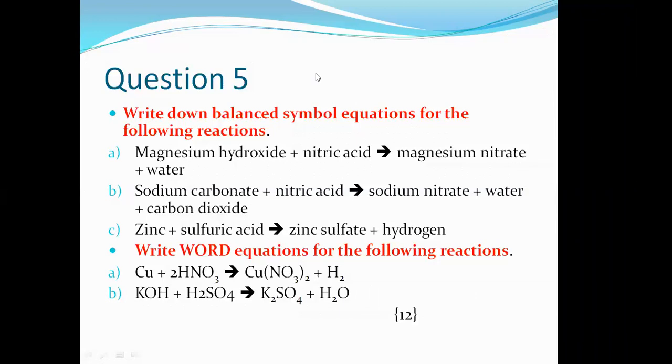Then the last part, you just need to write down word equations for the following reactions. You're writing down word equations for the following reactions.